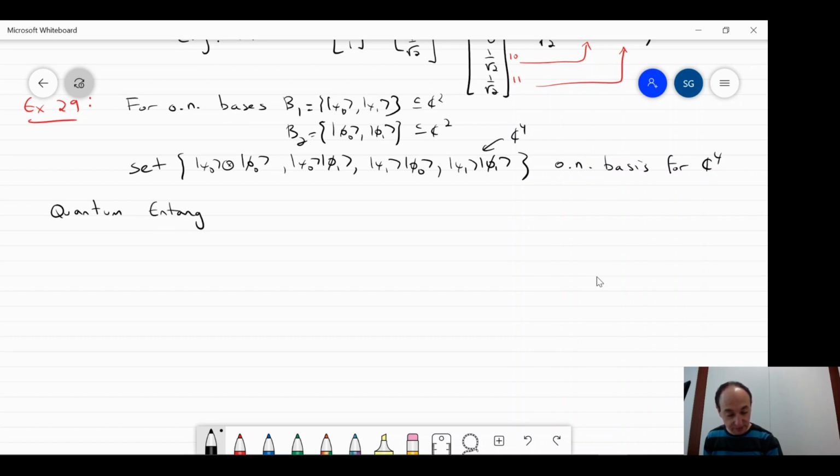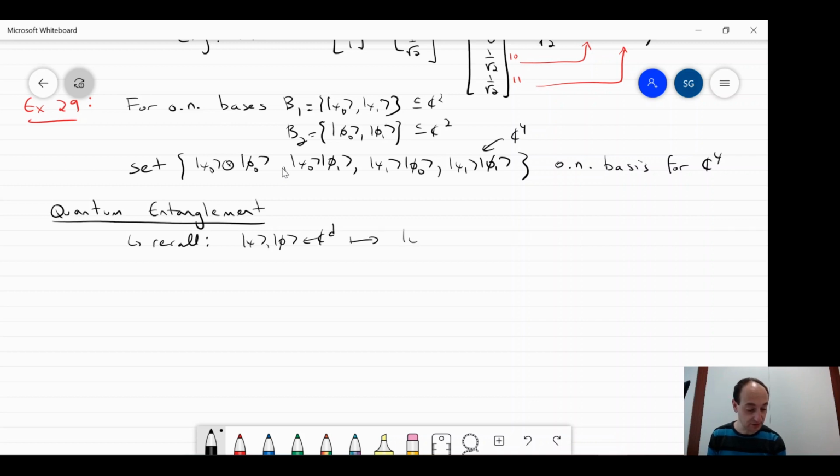So let me first remind you what I mean by entanglement. The basic idea is that, recall from what we just learned above, if I take two vectors in a smaller space, like psi and phi, I can stitch them together to get a vector in the bigger space. So I can take psi and phi each in C^d, and stitch them together to obtain psi tensor phi, which is now in C^d squared. I can always do this. I could always construct a bigger object out of them.